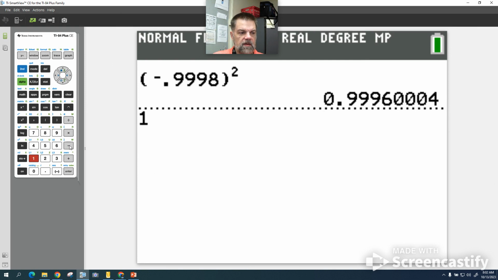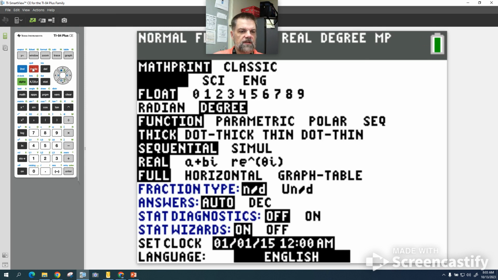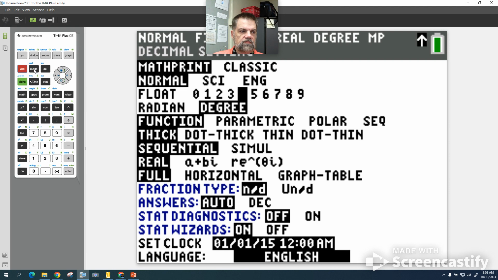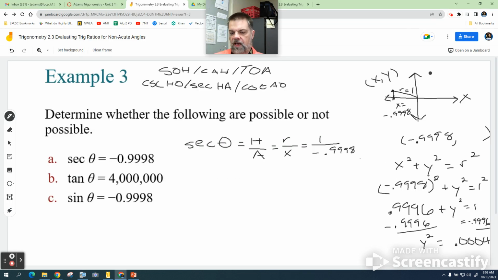So let's do 1 minus whatever that was, 0.9996. And so because this is a positive value, let me change the mode here. Normal, slope. I don't like it like that. Let me do that again. Oh, it's still doing it. Yeah, so trust me, it's what I wrote down. Okay. So it'd go 1, it'd be 3 zeros before it. Okay. So now I've got to take the square root of that, right, to get my y value.